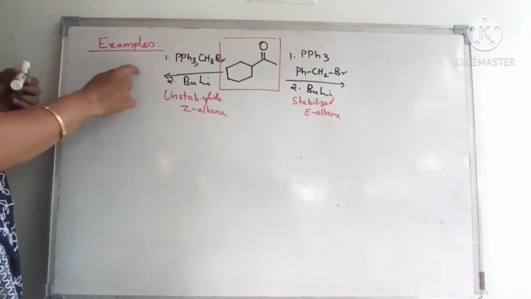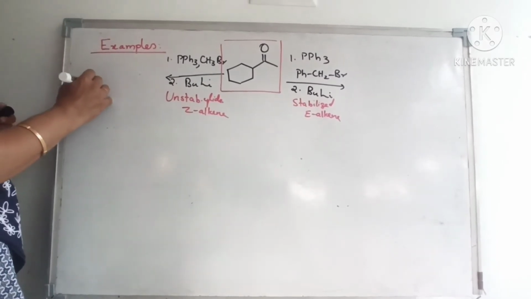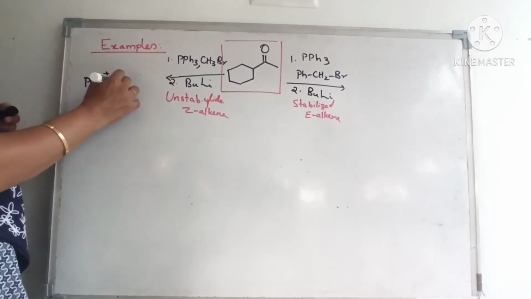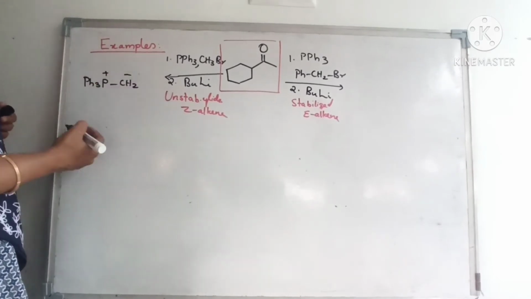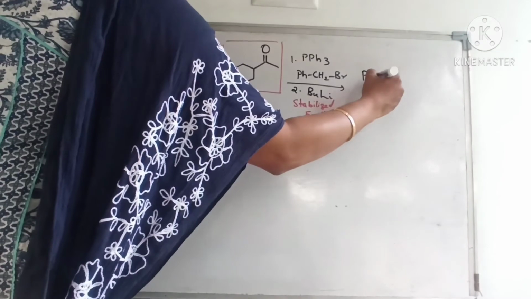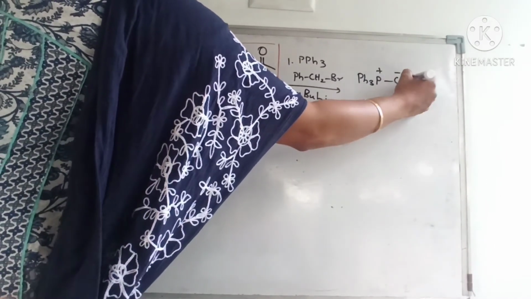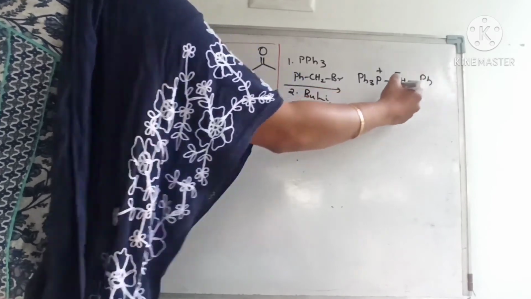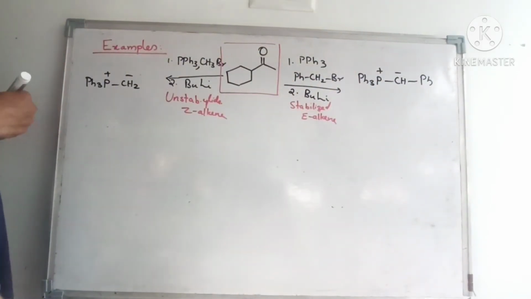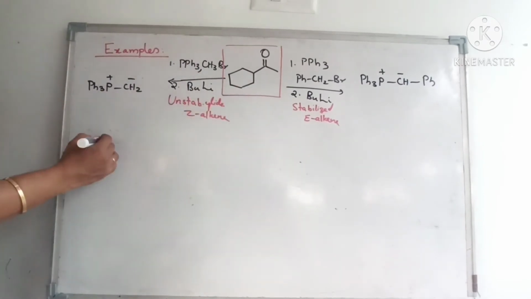So here, what would be the halide which is forming? It will be PPh3 P plus CH2 minus after these two reactions. And what about here? It will be PPh3 P plus CH minus phenyl group. So this is the halide which will be forming over here, right? Now the reaction of this halide with this compound, that we will see.